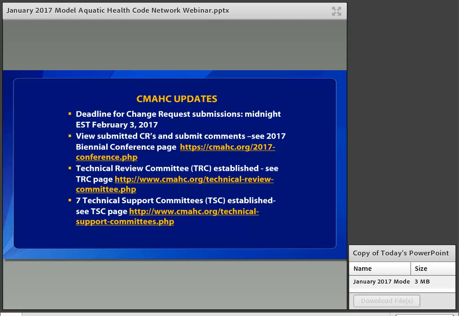Two other points: the technical review committee has been established, and you'll see the information, the members, and the content guidelines for that on the website. Also, the seven technical support committees have been established, and I have web pages listed if you want to see more information on the membership of those two committees. We've also got our contact information on the next slide for you to remember if you need to get in touch with us. Kelsey, I'll turn it back over to you and or Paul.